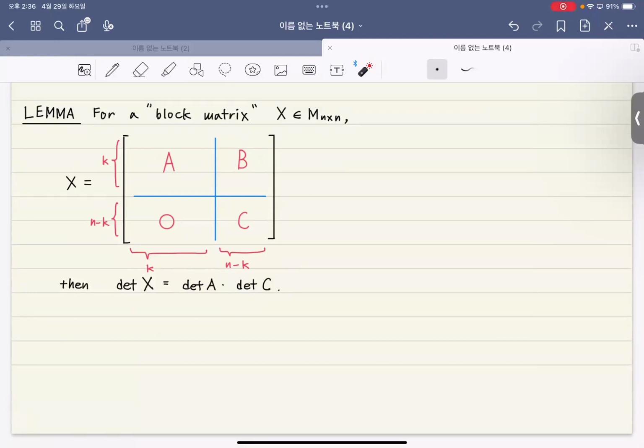Provided enough time and effort, and maybe an additional cup of coffee, I guess you all can easily prove this lemma. But for my own sake, let me prove this.